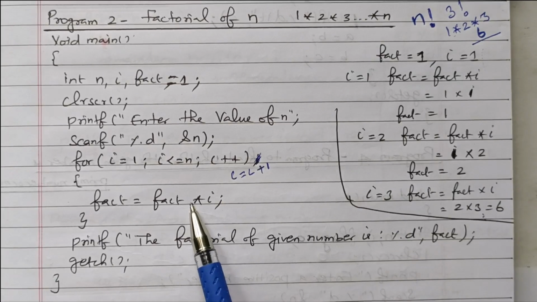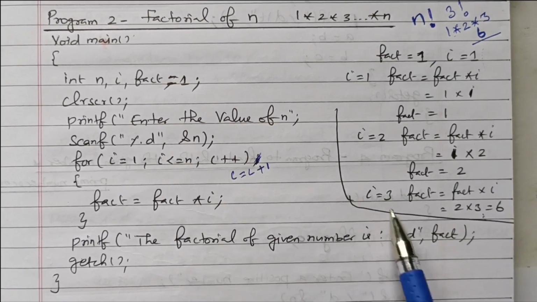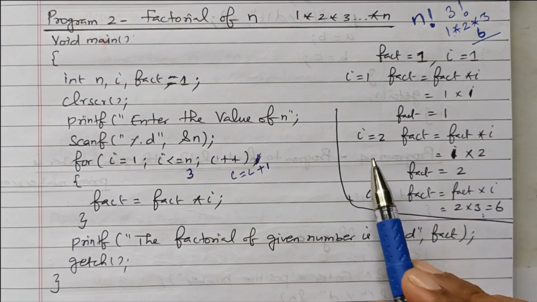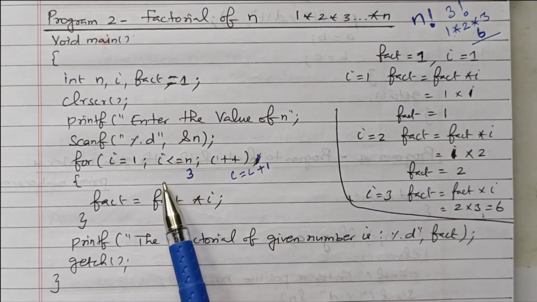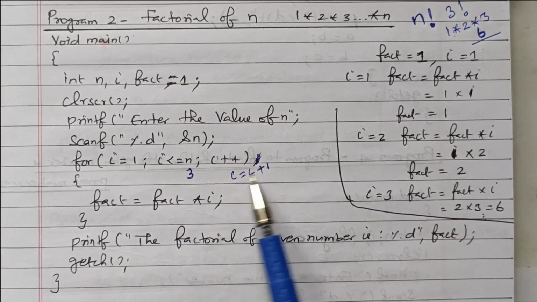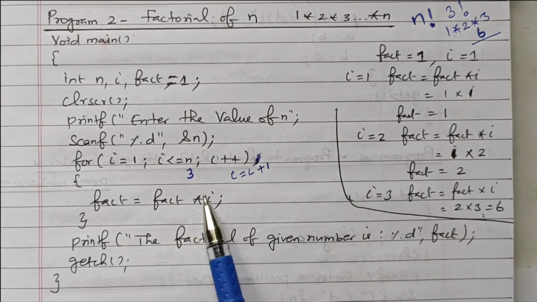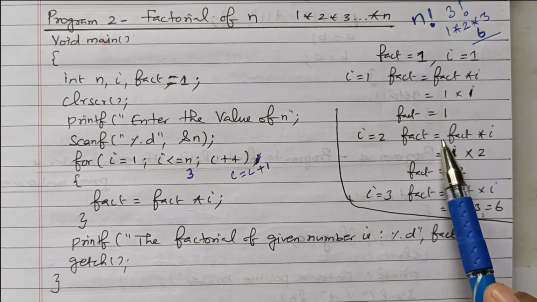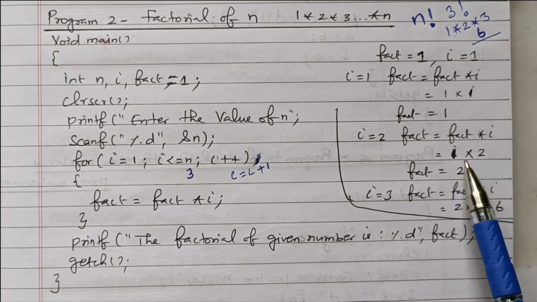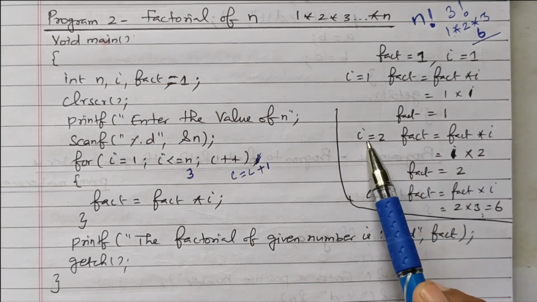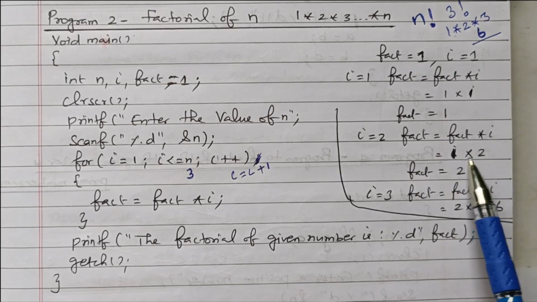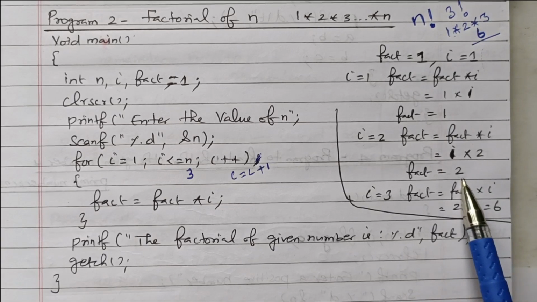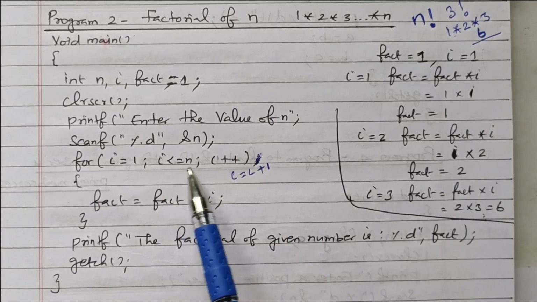Again it will check this condition. Let us take the entered n value as 3. So with i equal to 2, the condition is satisfied: 2 less than or equal to n. Since the condition is satisfied, the statement will be executed again. What is that? Fact equal to fact into i. The factorial value is now 1 but the i value is 2, so 1 into 2 is 2. See, now the factorial value becomes 2. Then again it will go for the increment i plus plus.